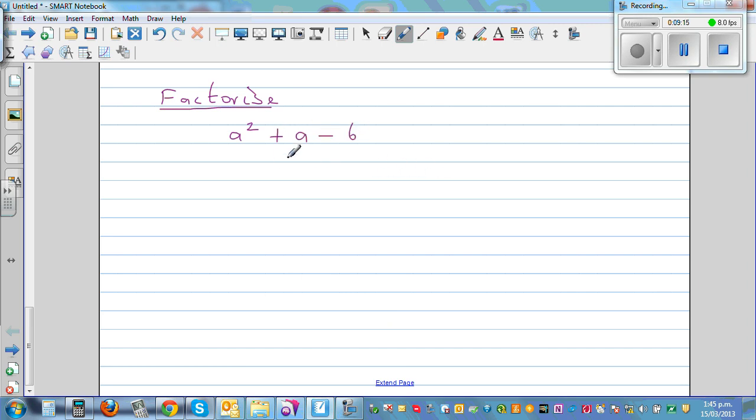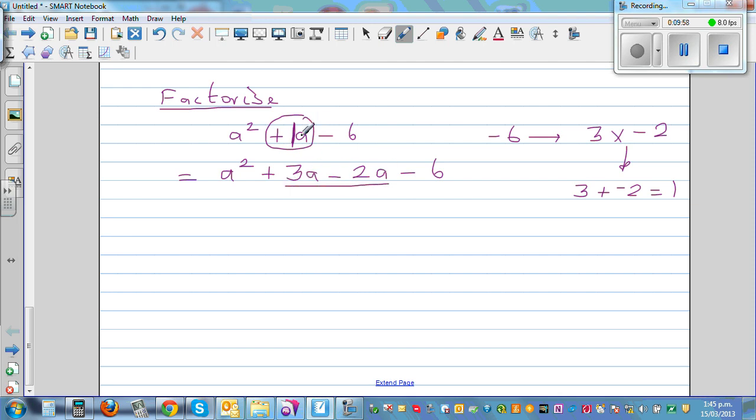So the two factors of negative 6 which add to give you 1 are 3 times negative 2, and 3 plus negative 2 is 1. So I'm going to write it like this: a squared plus 3a minus 2a. You can directly do this. What I've done is split this 1a into 3a minus 2a. Can you see 3a minus 2a is 1a?